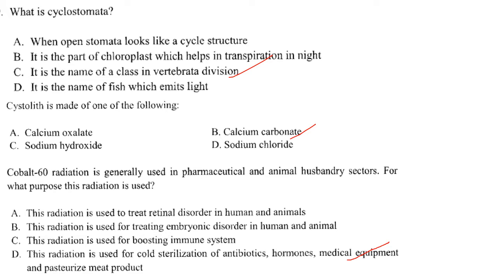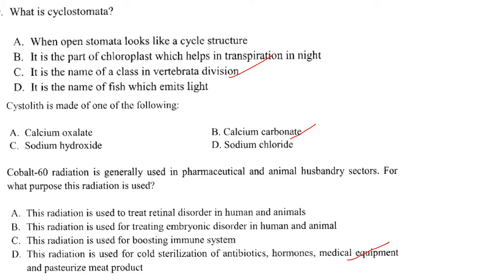So a cystolith is a stalk-like crystal of calcium carbonate formed inside an epidermal cell by crystal growth onto an ingrowth from the cell wall. A cell containing a cystolith is known as a lithocyte. So cystoliths are made of calcium carbonate. Answer is option B. Then cobalt-60 radiation is generally used in pharmaceutical and animal husbandry sectors.